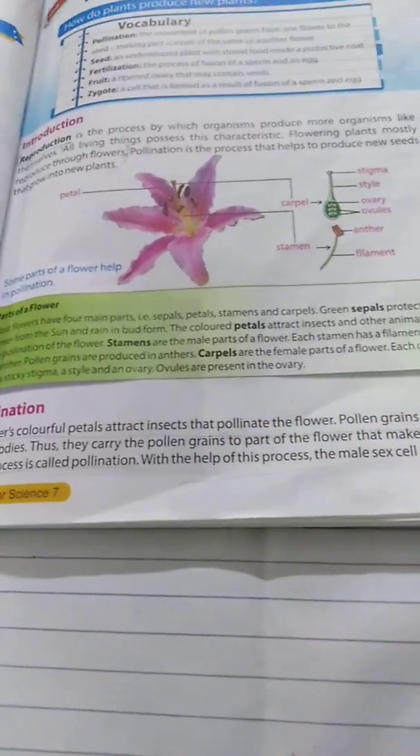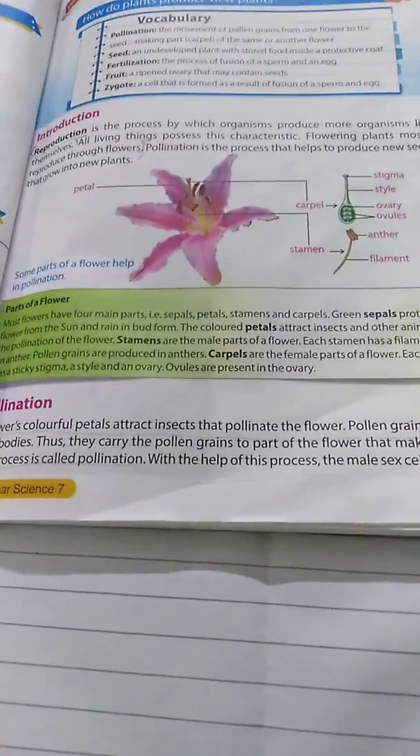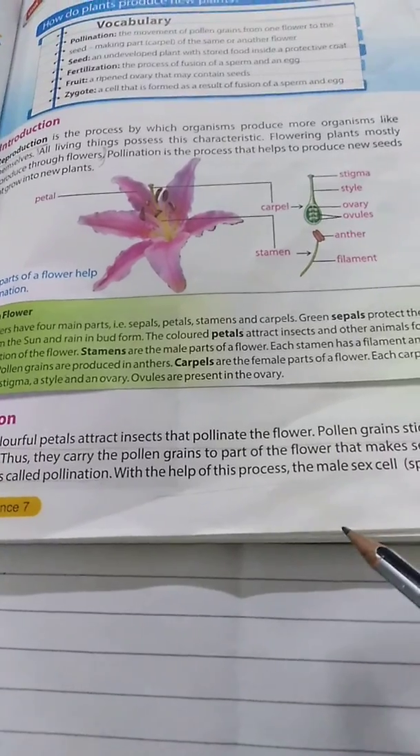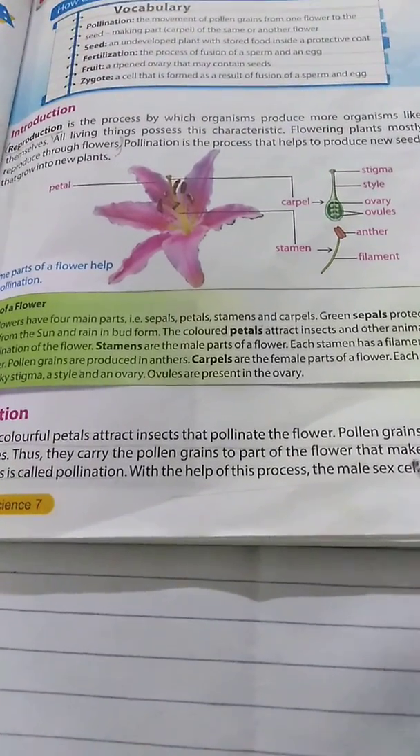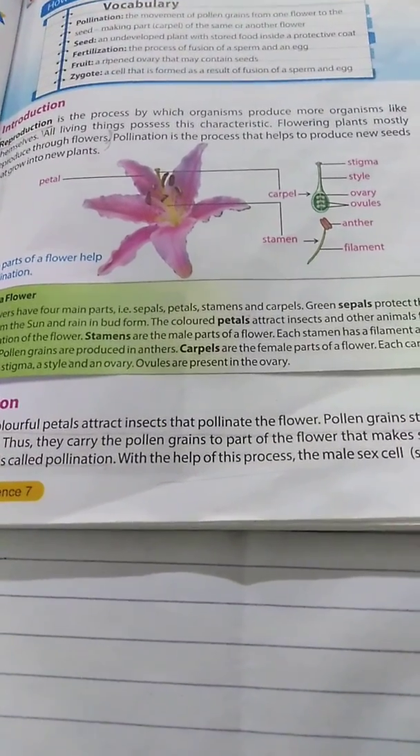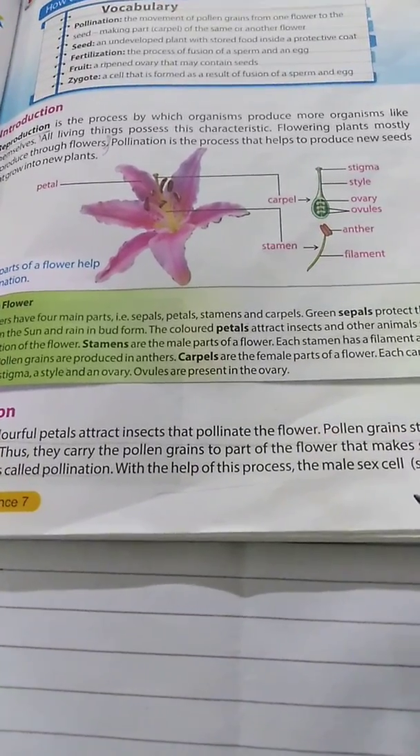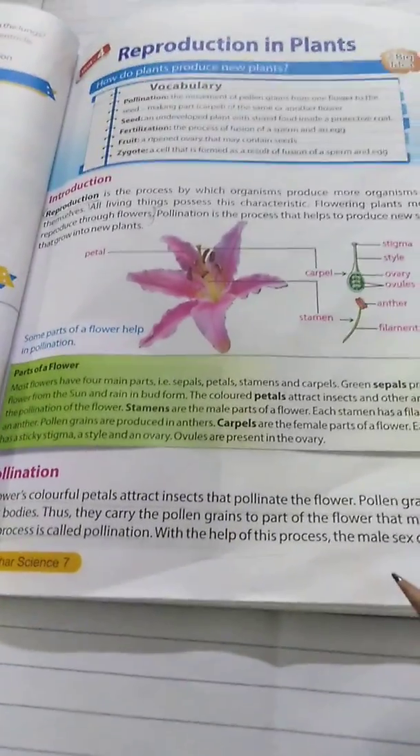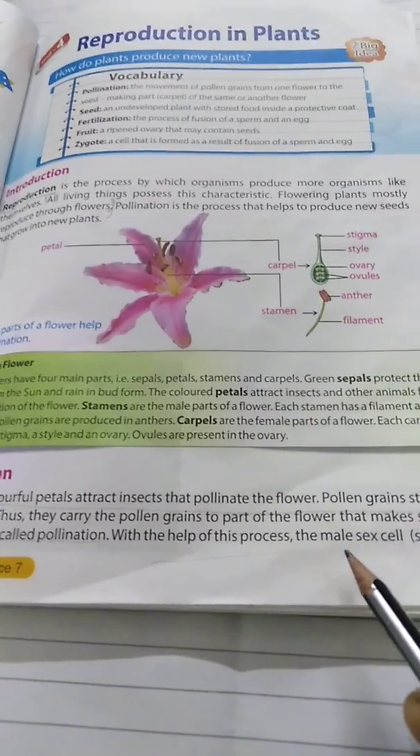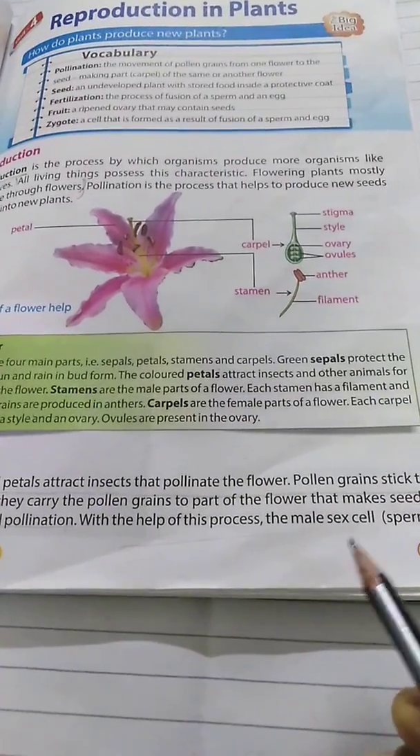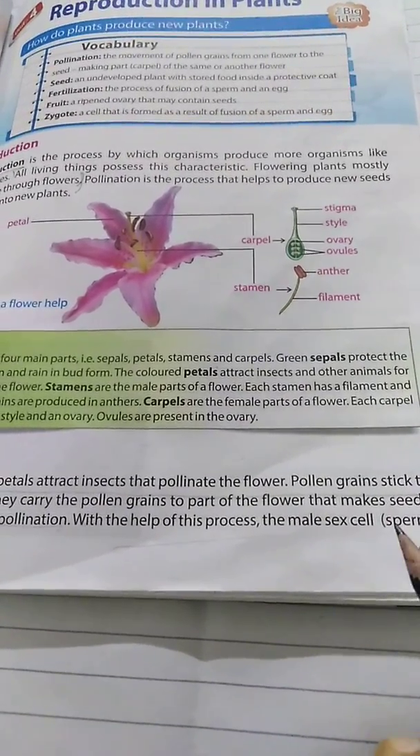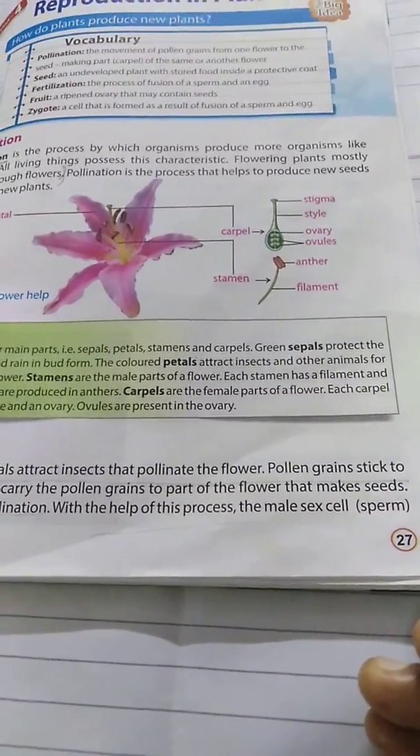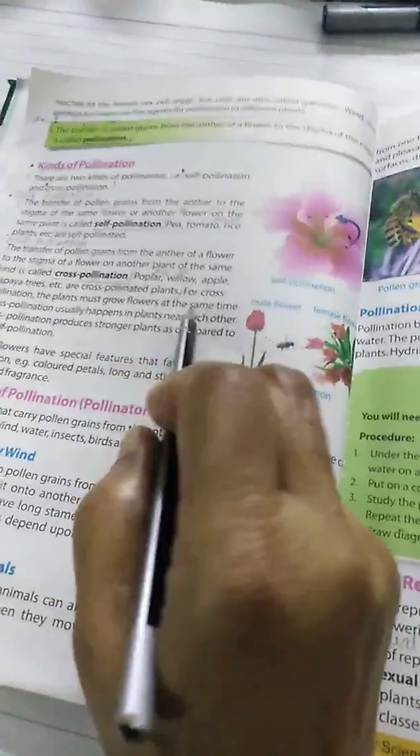A flower's colorful petals attract the insects that pollinate the flowers. Pollen grains stick to their bodies and the insects carry the pollen grains from one flower to the other parts of the flower. This process is called pollination. With the help of this process, the male sex cells, the sperm, and the female sex cells, the egg, meet. Both are sex cells called gametes.